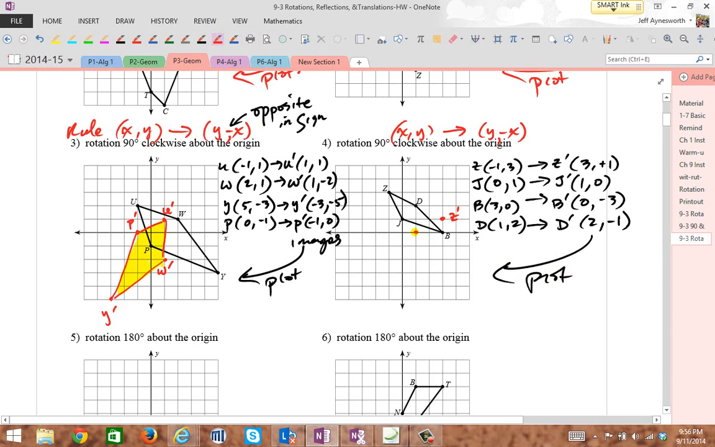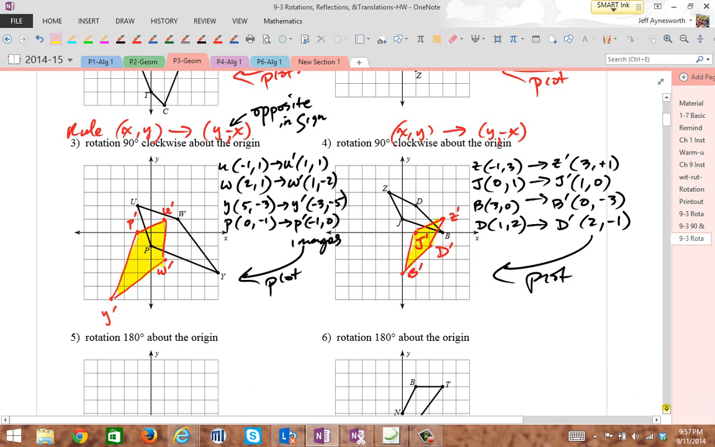J prime, 1, 0. B prime, 0, -3. D prime, 2, -1, right here. All right, and then you connect, and then you shade it in. All right, make it look good.